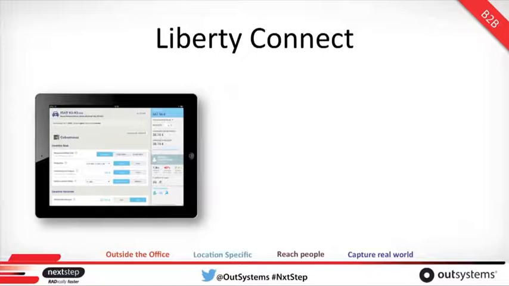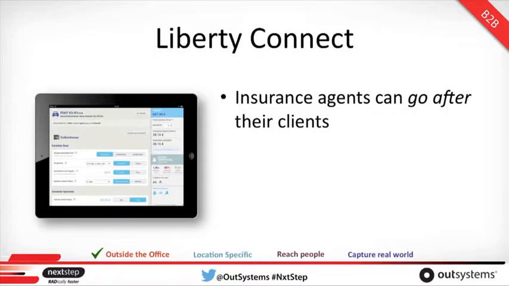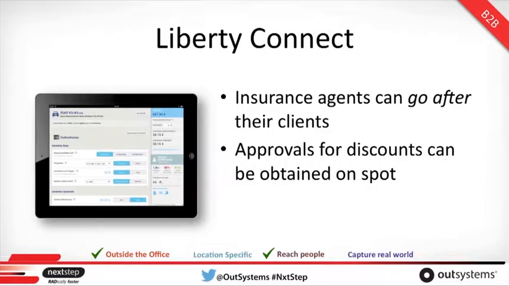Okay? So as I was stating, the insurance agents can now go after their customers. They don't need to be waiting in the office. They just go out. They go to meetings with them outside of the office. They can also get discount approval on the spot.